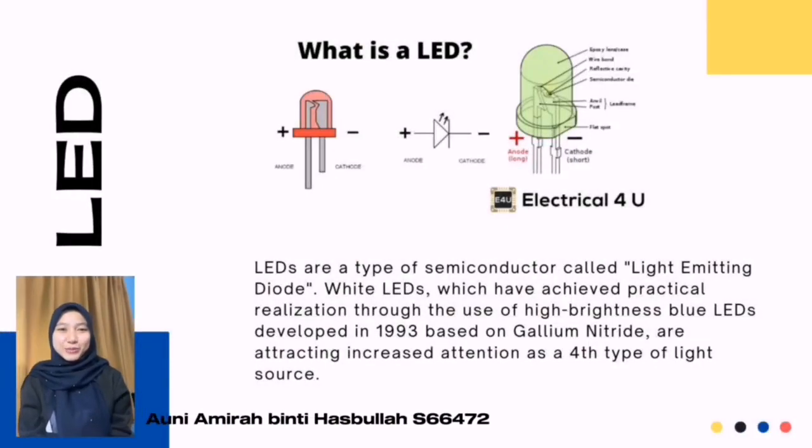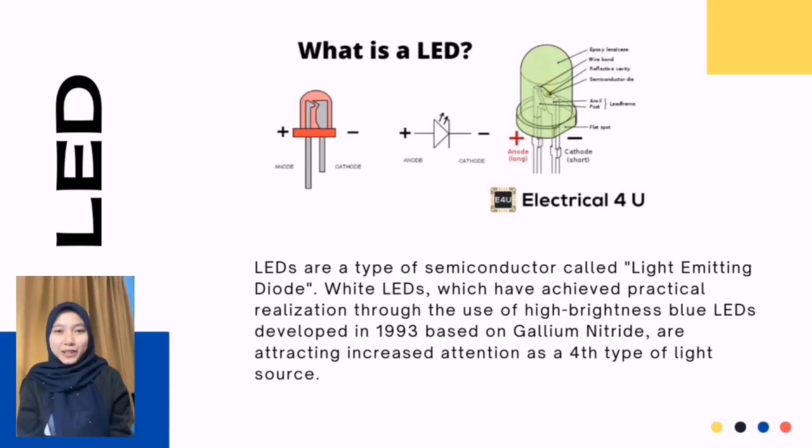What is an LED? LED is a type of semiconductor called a light-emitting diode. White LEDs, which have achieved practical realization through the use of high-brightness blue LEDs developed in 1993 based on gallium nitride, are attracting increased attention as a fourth type of light source.